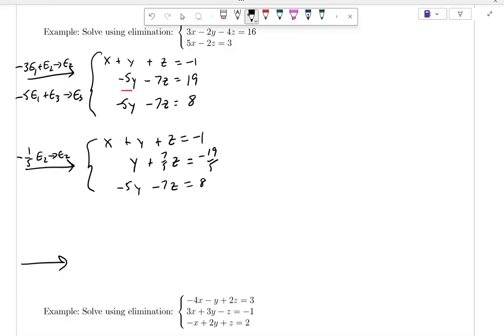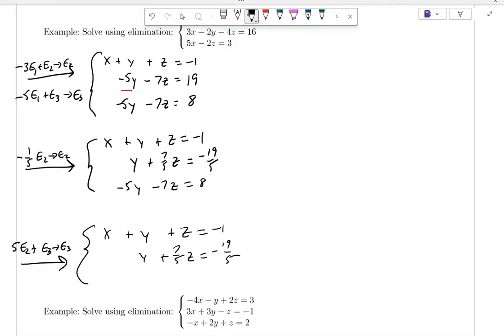What's next? We got a 1y, so the next thing to get is a 0 below it, right? When I get a 0 below it, what do I need to do to make this a 0? Good. Multiply equation 2 by 5, add it to equation 3, and replace equation 3. It doesn't change the first two equations. It makes the one right below the y a 0.